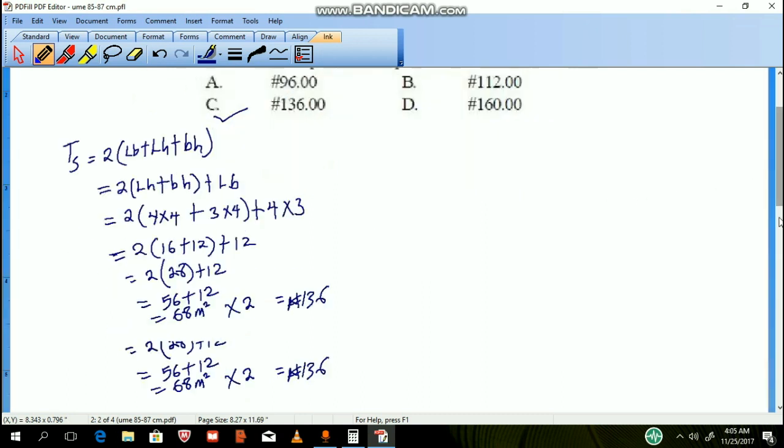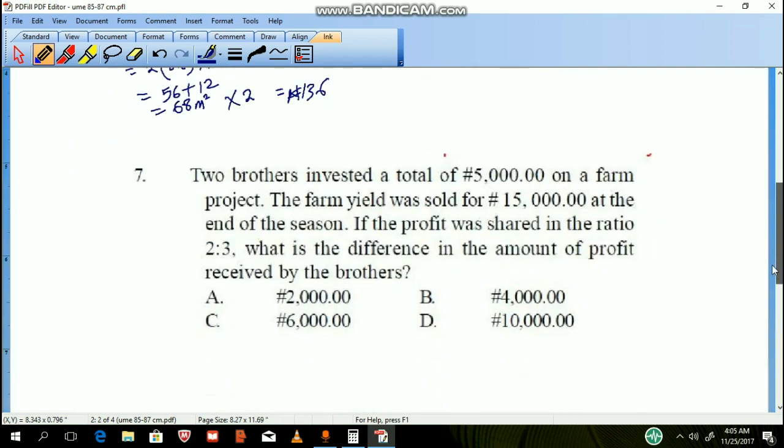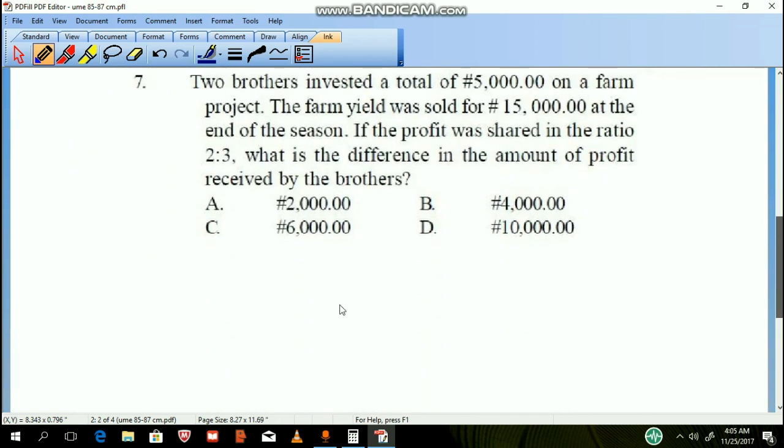Now for the other one, let's see right here. For the other one is question number 7 of that same year. We are told 2 brothers invested a total of 5,000 naira on a farm project. The farm yield was sold for 15,000 naira at the end of the season. Now the yield there represents, of course, the interest. If the profit was shared in the ratio 2 to 3, what is the difference in the amount of profit received by the brother?